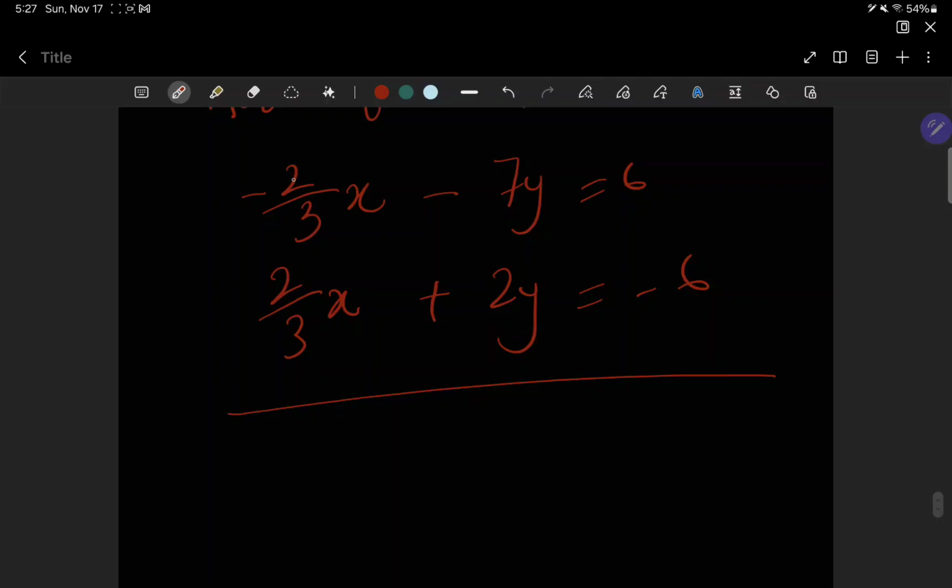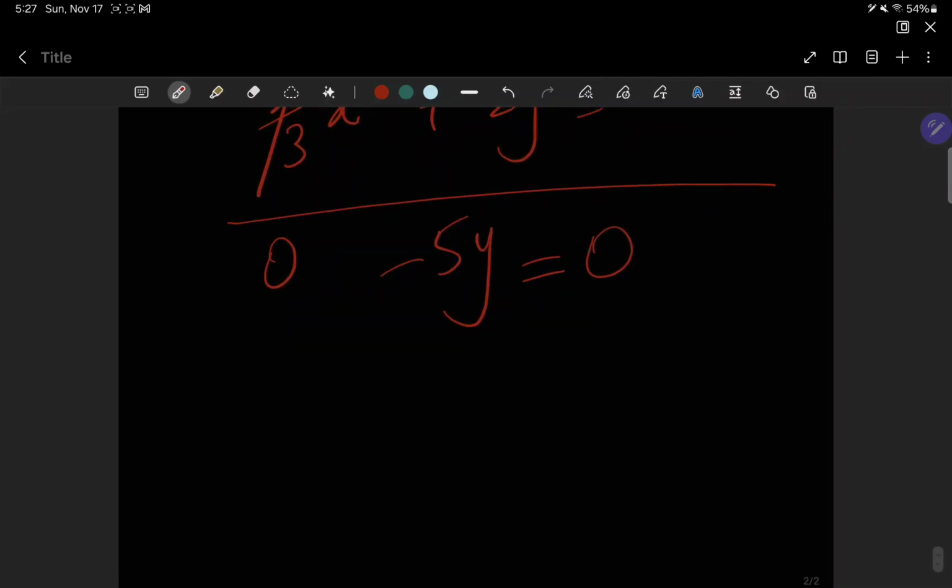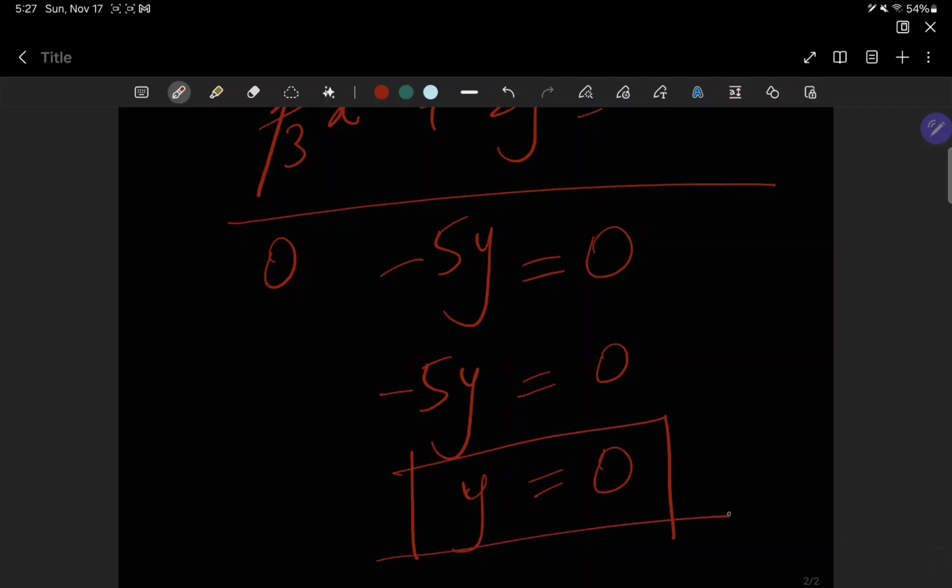All right, let's add them up. When you add, the numbers of the same value with different signs cancel out, gives you 0. Minus 7 plus 2 is, I was going to put plus, but that would be wrong. Minus 7 plus 2 is minus 5y. And now look here, 6 minus 6 is 0. So our equation is minus 5y equals 0. And we can say y equals 0.